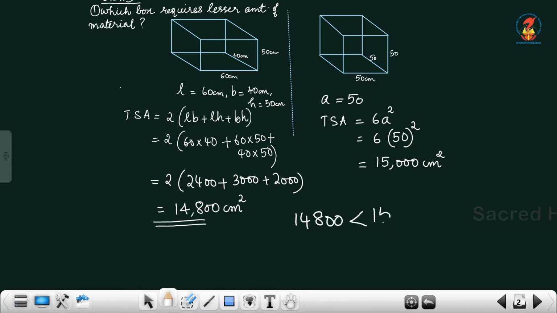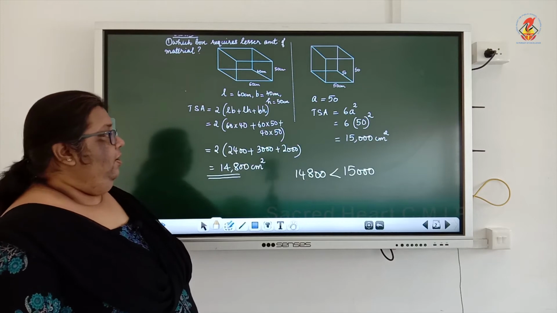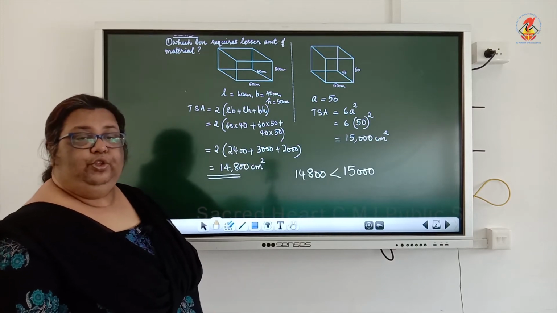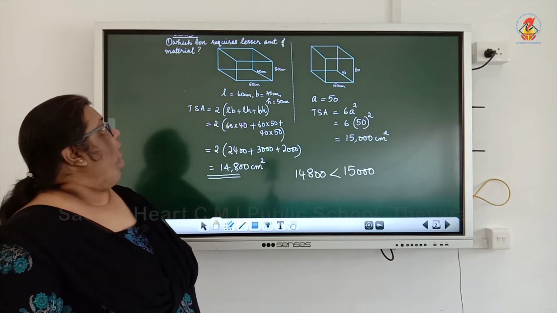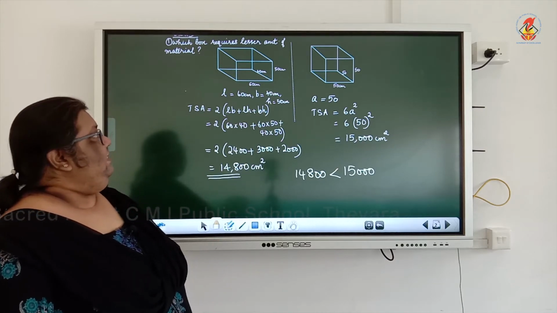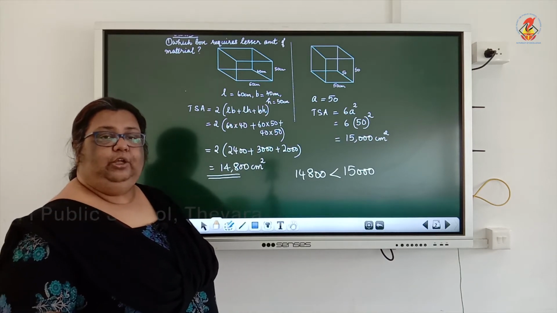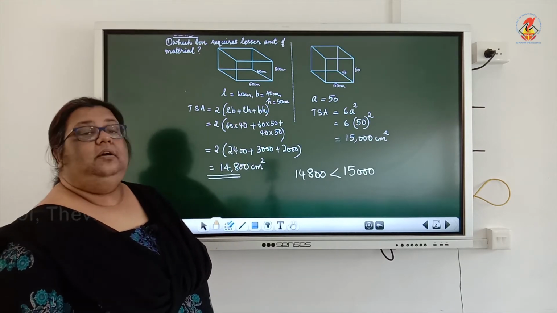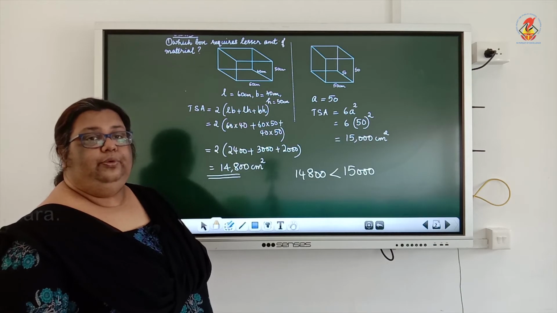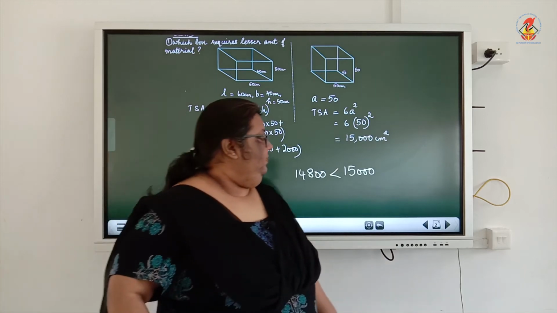14,800 is less than 15,000. So TSA of the cube will be greater or TSA of the cuboidal box will be lesser. Material for cuboidal box will be lesser. Okay. So find the TSA of the cuboid and cube, compare the numbers and then we can say that TSA of a cuboid is less than TSA of a cube here. Okay.